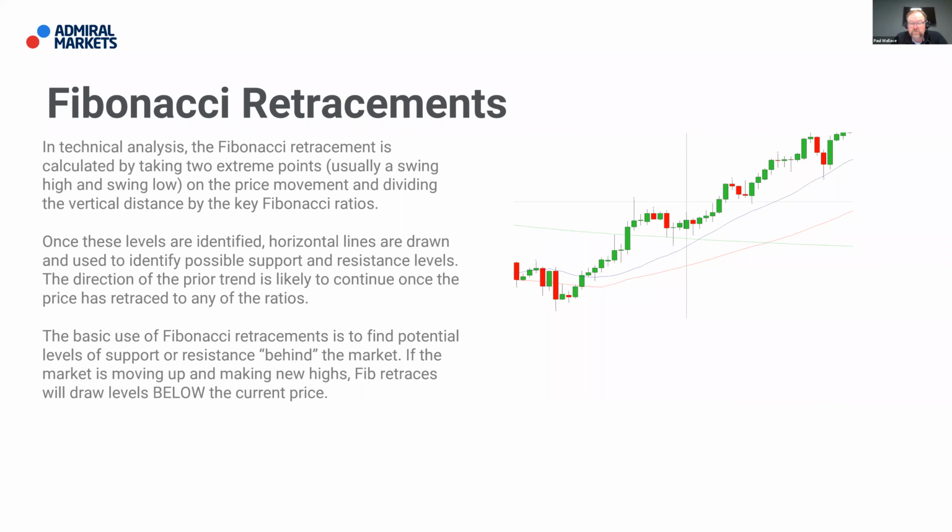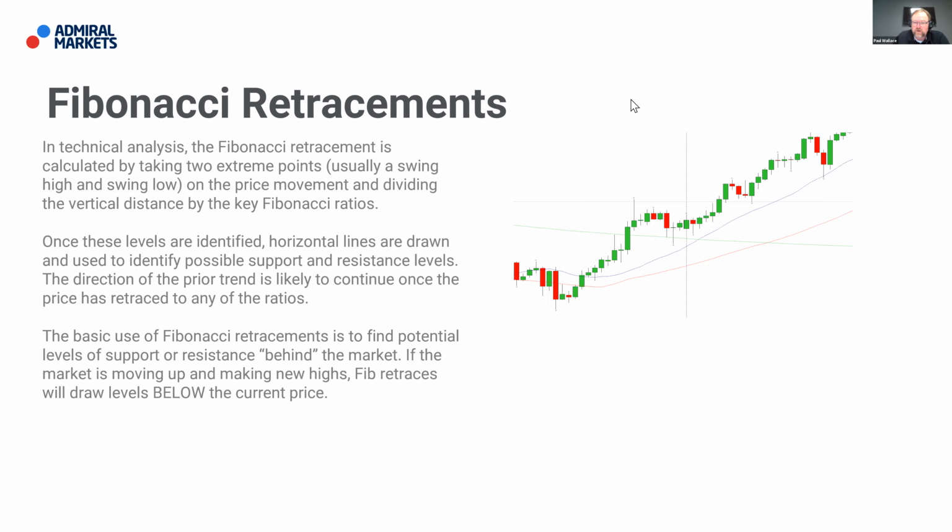When we're using technical analysis for our view of the market, the Fibonacci retracement is calculated by taking two extreme points, usually a swing high and a swing low, on the price movement and dividing the vertical distance by the key Fibonacci ratios. Once these levels are identified, horizontal levels are drawn and used to identify possible support and resistance levels. The direction of the prior trend is likely to continue once the price has retraced to any of these ratios. The basic use of Fibonacci retracements is to find potential levels of support and resistance behind the market. If the market is moving up and making new highs, Fib retracements will draw levels below the current price.